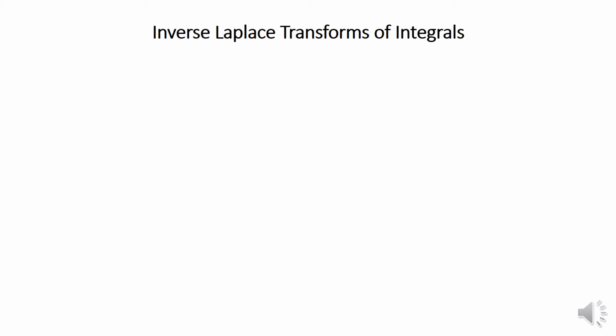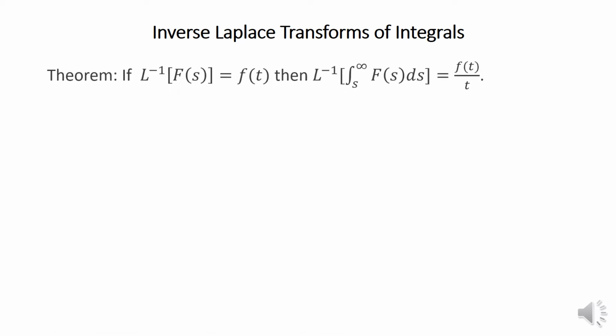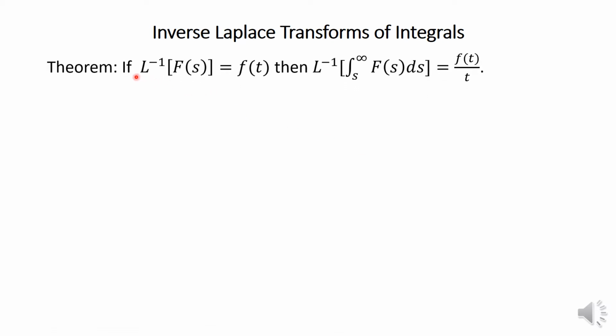Inverse Laplace transforms of integrals. Let us see this in the form of a theorem. The statement of the theorem is like this: if L inverse of F(s) is equal to some f(t), then L inverse of integral s to infinity F(s) ds is equal to f(t) by t. In order to prove this result, first we have to prove the result L of f(t) by t is equal to integral s to infinity F(s) ds. That is one of the important properties of Laplace transforms.